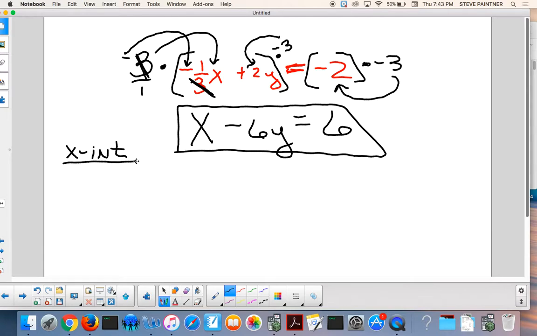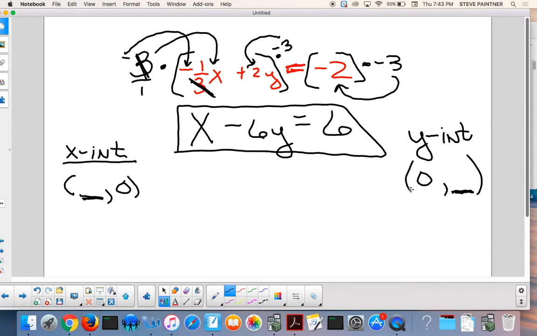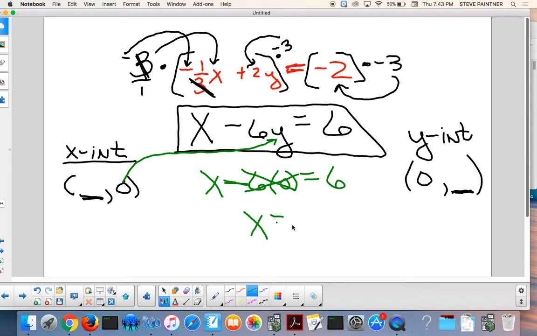To graph it, go get the x-intercept, which is find x, right here, let y be 0. Then go get the y-intercept, which means you'll go get your y, but you're going to let x be 0. So here we go. 0 goes in for y, and you get x minus 6 times 0 equals 6, out with this. And now it says x take away nothing. Well, that's just x. And x equals 6 in this case, so my x-intercept is 6, 0.